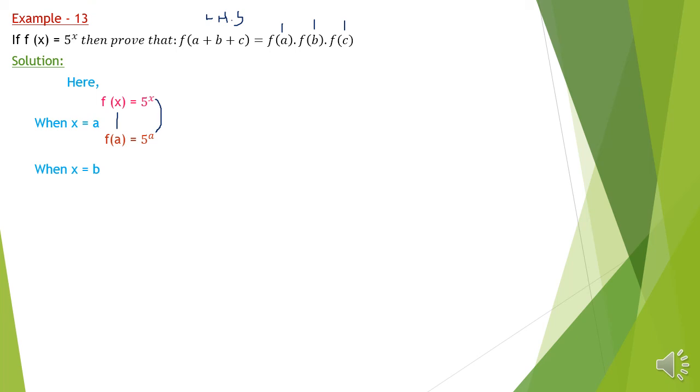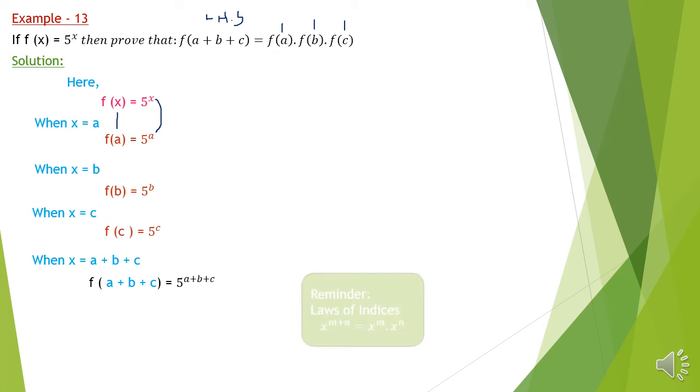Now when x is equal to b, here b takes the position of x. You can see b takes the position of x, and when x is equal to c, now c takes the position of x. Now our input is a + b + c, so x will be replaced by a + b + c. f(a + b + c) is equal to 5^(a + b + c).